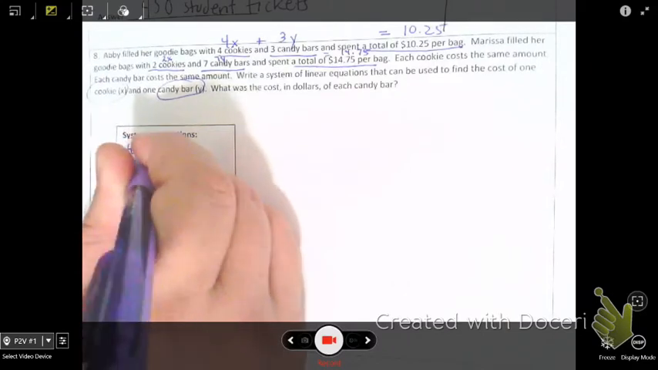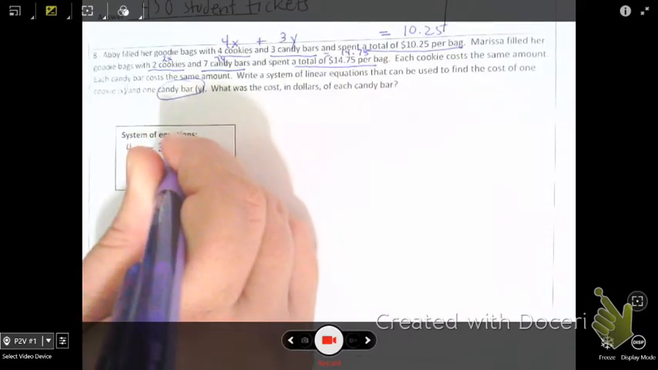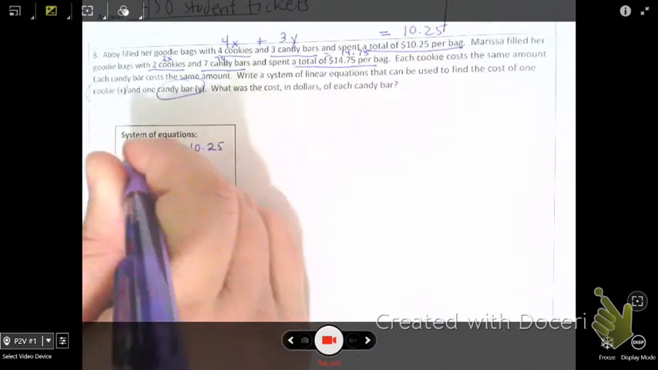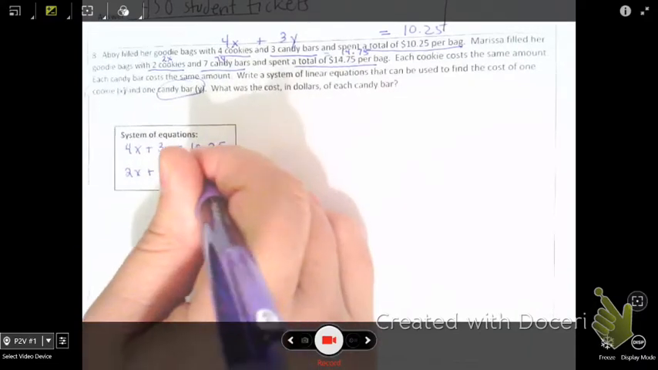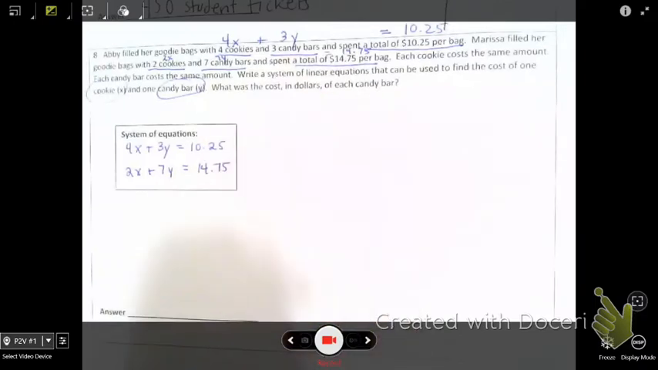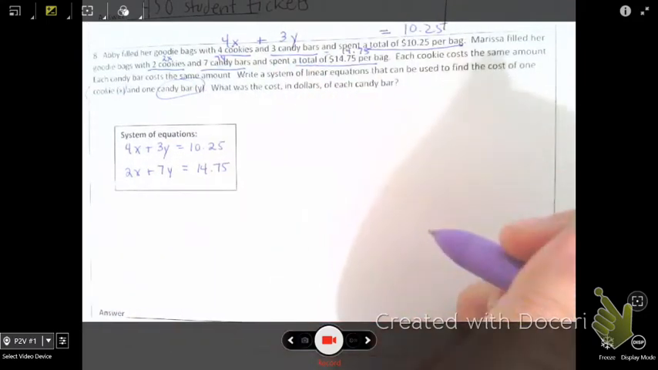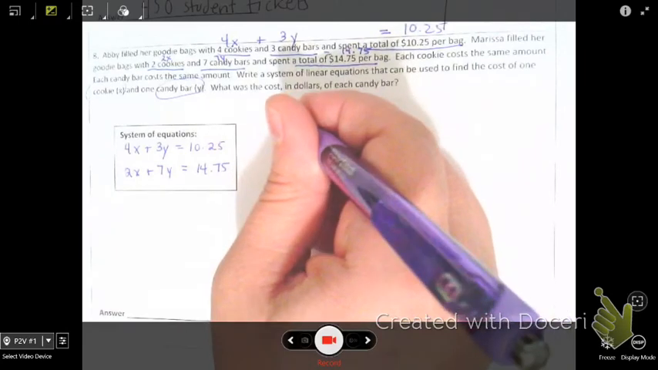4X plus 3Y equals 1025. 2X plus 7Y equals 1475. Okay, that's your system. Pause the video, see if you can solve it by elimination, see what you get. If you are not going to pause the video, I'm going to continue on.